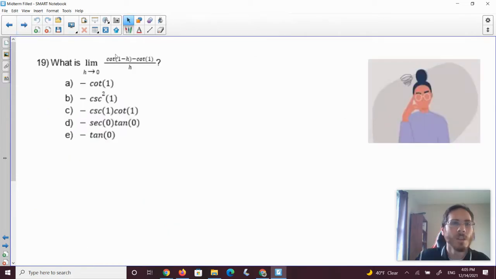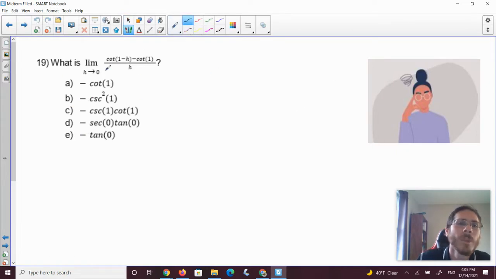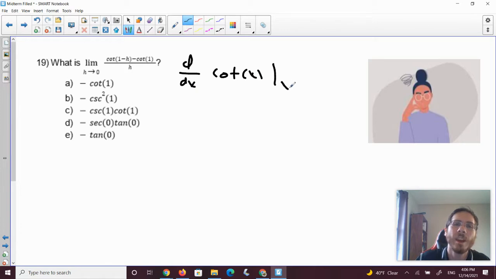All right, so this is number 19 then. Again, this was one of the trickier ones. We're taking the limit as h approaches 0 of cotangent of 1 plus h minus cotangent of 1, over h. So this was back when we did our limit definition of the derivative, to show that this is actually just asking for the derivative. This one wants you to take the derivative of cotangent of x at x equals, not 0, 1. I put a 0 there.